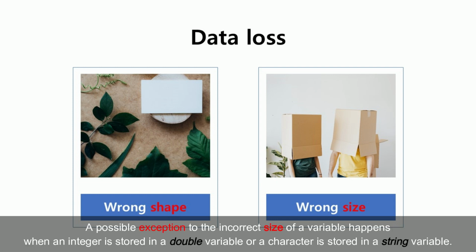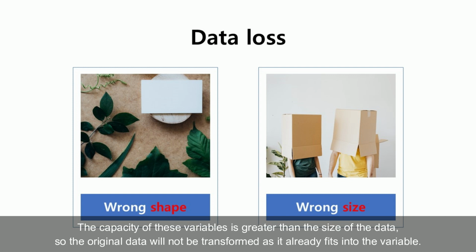A possible exception to the incorrect size of a variable happens when an integer is stored in a double variable or a character is stored in a string variable. The capacity of these variables is greater than the size of the data, so the original data will not be transformed as it already fits into the variable.